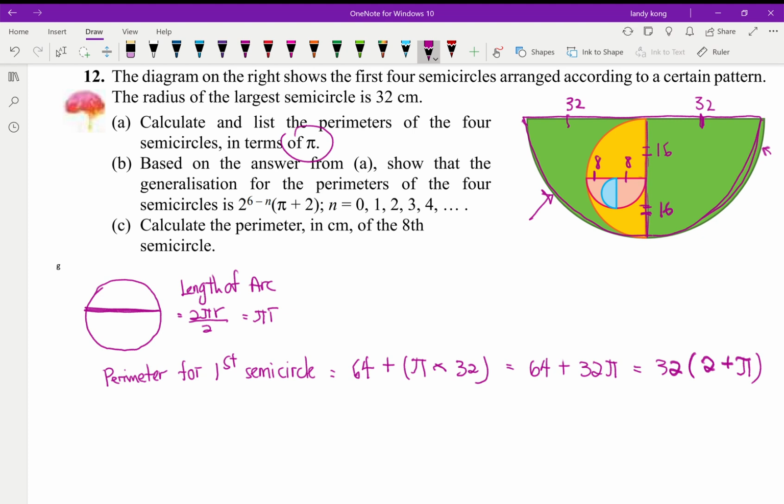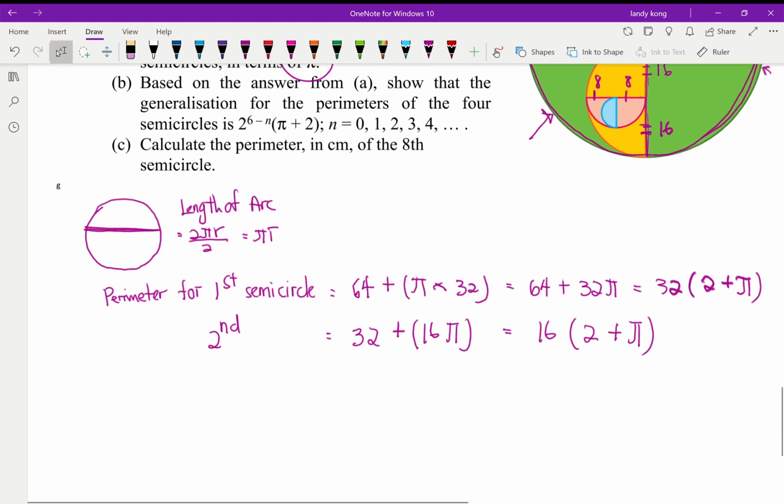So the second one, the perimeter for the second one, is the orange color. So it's 16 plus 16, which is 32, plus, what is the radius? So it's 16 times pi, so it's 16 pi. Actually, I factor out 16, so it's 16 times (2 plus pi).